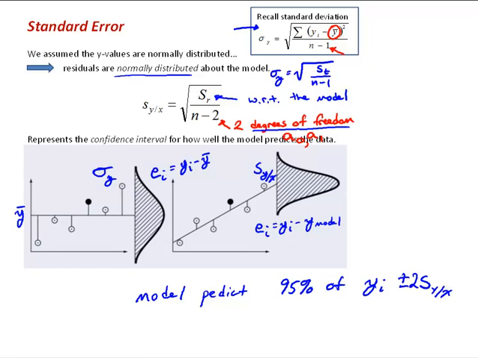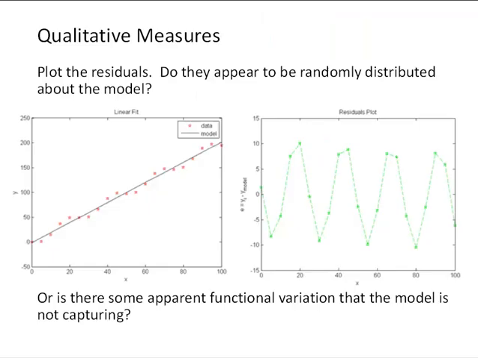Another thing you can do with a curve fit, and something that you have to do and always keep in the back of your mind, is to look at qualitative measures of the fit. That's just how does it look, how does it fit through the data, and also maybe plotting the residuals is a good thing to look at. Do those residuals appear to be randomly distributed about the model? So here's an example. This is going to have an r squared value that's very close to 1, probably greater than 0.95.